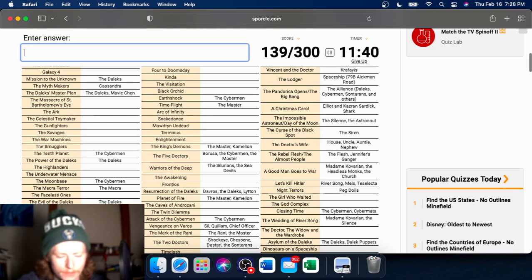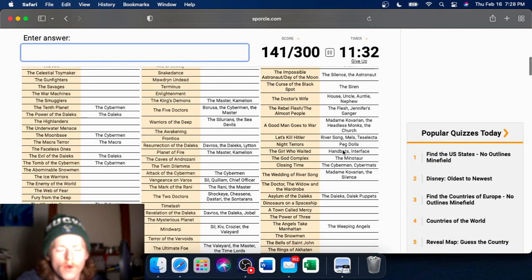Girl Who Waited. Handbots. God Complex. The Minotaur. Doctor, Widow, and the Ward. What does Doctor Who sound like to non-Doctor Who fans? Like, if you had no idea what I was talking about, how would this... Yeah, he fights the Minotaur. Doctor, Widow, and the Wardrobe. I don't care, because that episode isn't good.